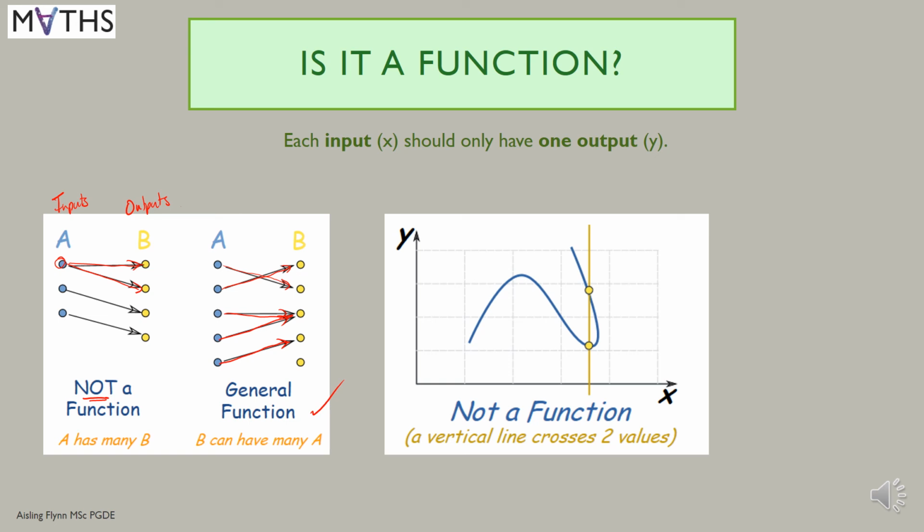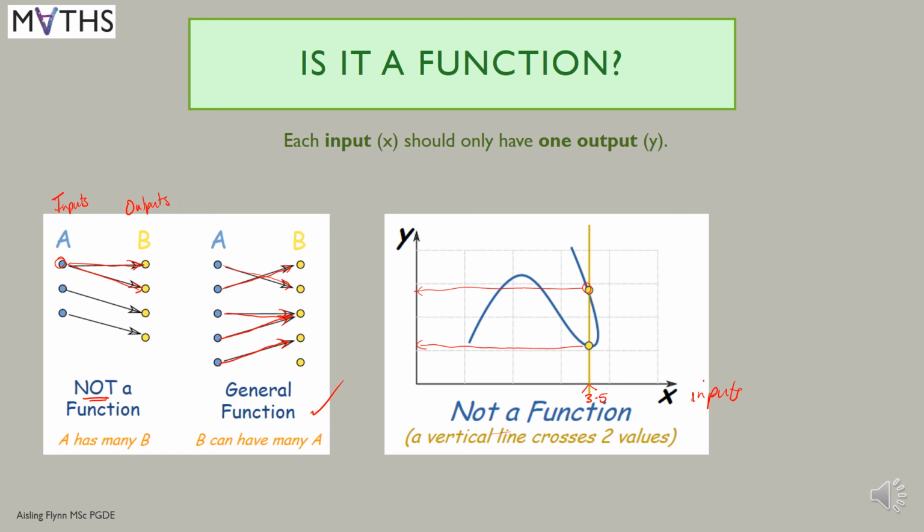This diagram shows a graph, and it says it's not a function. Now, why is that? It's because of the inputs on the x-axis here. Let's say x is 3.5. When you put 3.5 into the function, it's telling me that sometimes I get this answer and sometimes I get this answer. So it's telling me that there's two different answers for the one input, 3.5, and that's not possible. So this one is not a function.